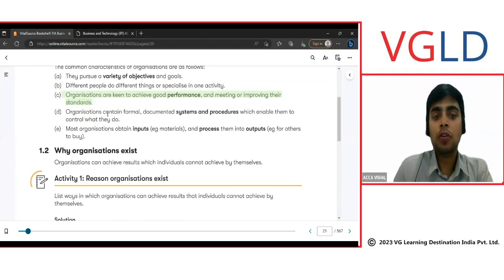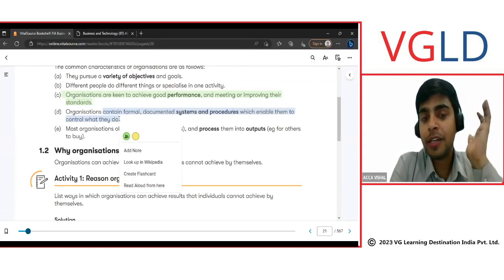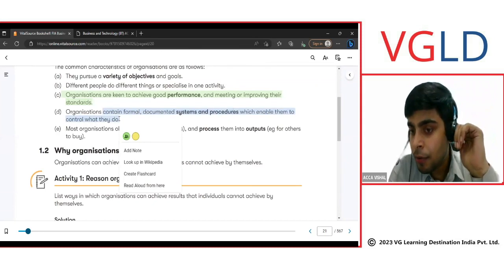Okay. So when I say formal documentation, basically what does it mean? Formal documentation, system and procedure, in an organization, professional.